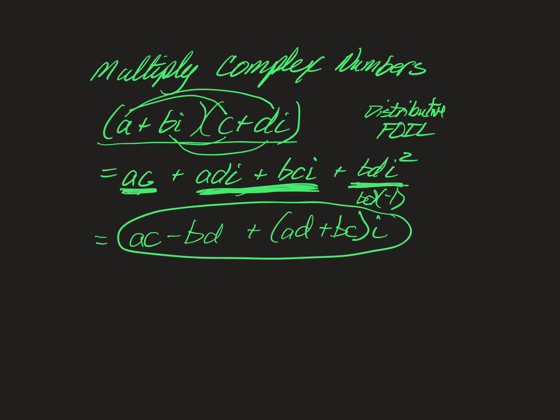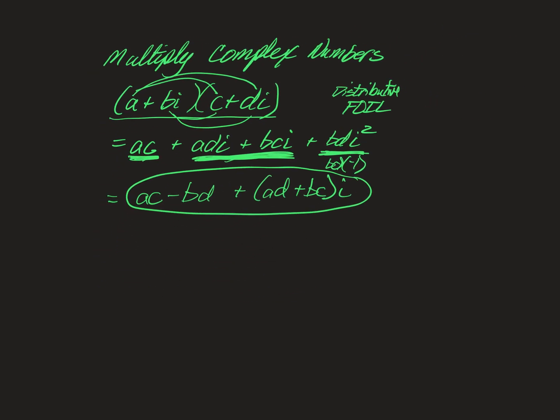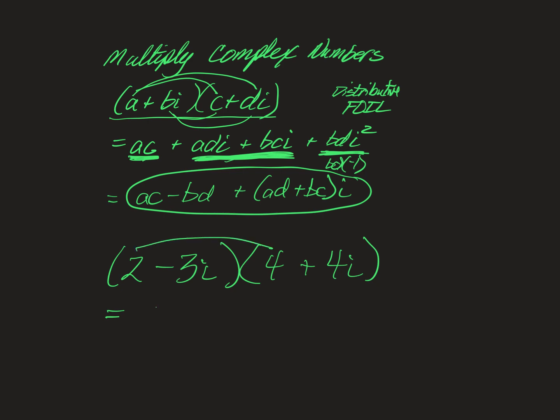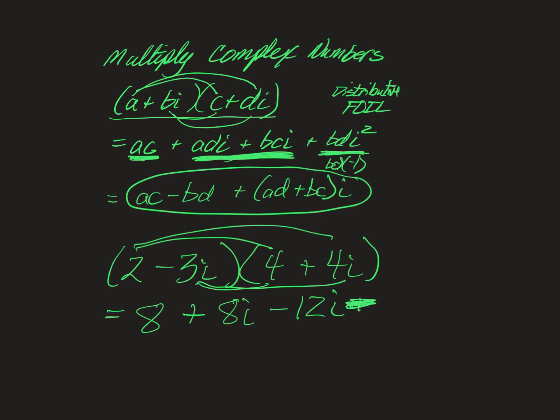So now let's do this with an actual example. Same two problems we had, 2 minus 3i and 4 plus 4i. So we're going to multiply them. So this will become 2 times 4, 8, plus 2 times 4i, 8i, minus 3i times 4, minus 12i, minus 3i times 4i, which is minus 12i squared. Now, the i squared is negative 1.